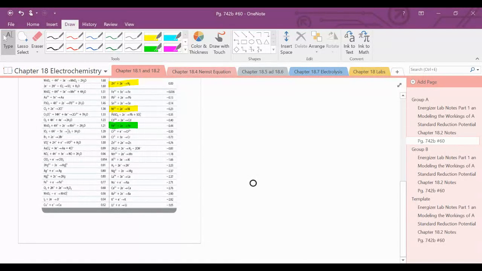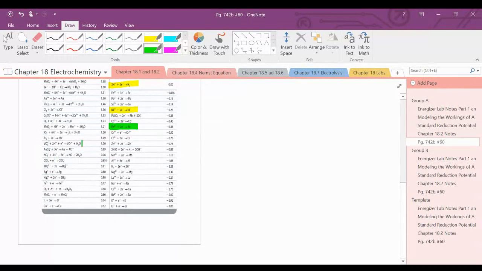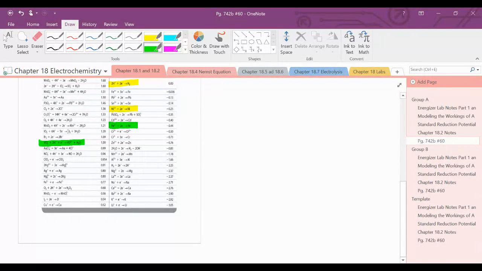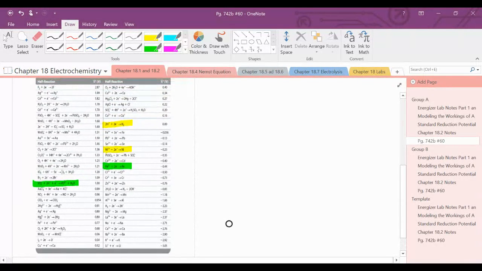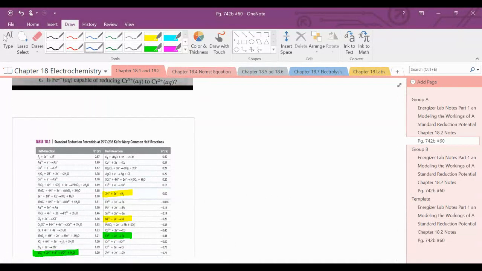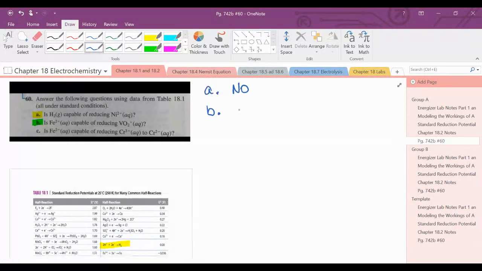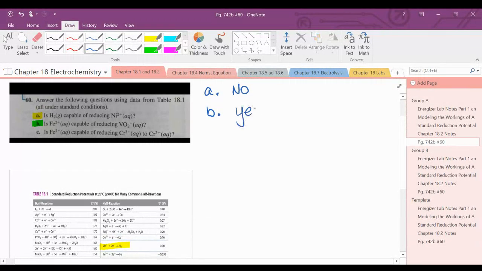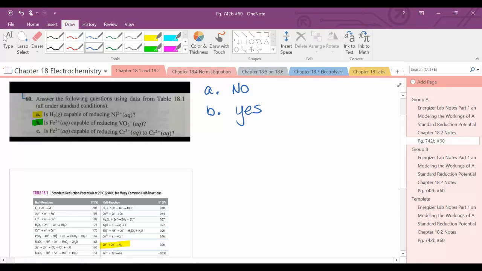So this would be here. If this is the case, then the iron will be undergoing oxidation, and the VO2 plus would be undergoing reduction, and it would have to be higher than the iron. And you can see that it is higher than the iron, so it is yes. Iron is capable of reducing VO2 plus.